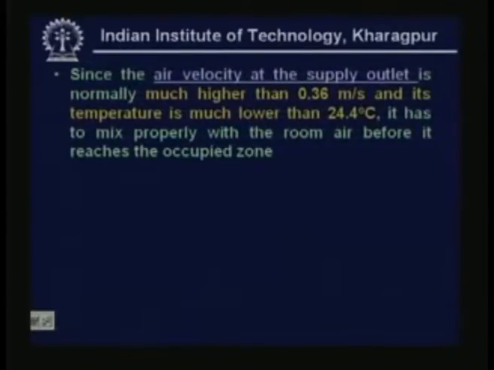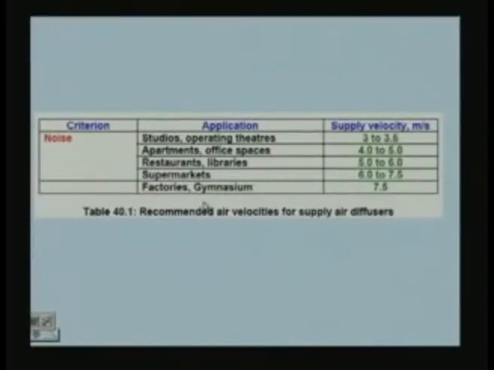Since the air velocity at the supply outlet is normally much higher than 0.36 meter per second and its temperature is much lower than 24.4 degree centigrade, it has to mix properly with the room air before it reaches the occupied zone. Let me show the typical supply air velocities. This table here shows the recommended air velocities for supply air diffusers, and here the criterion is noise. That means if the velocity exceeds these recommended velocities, then there could be noise which is objectionable.